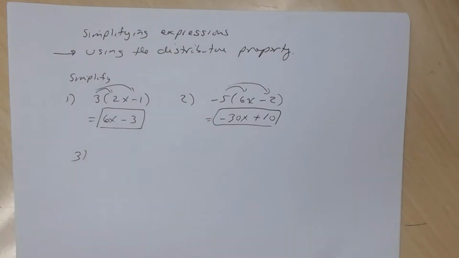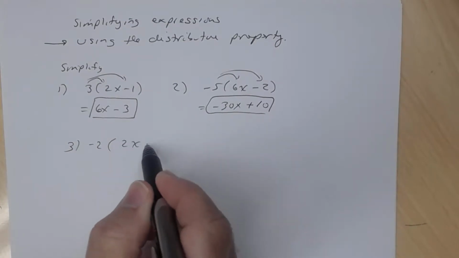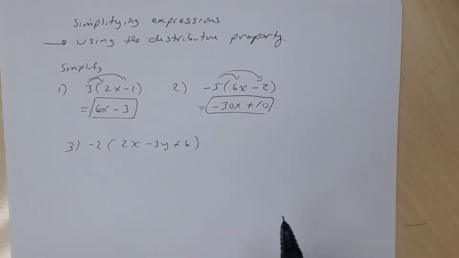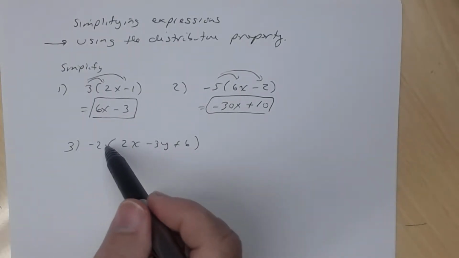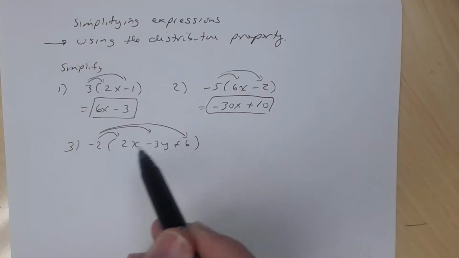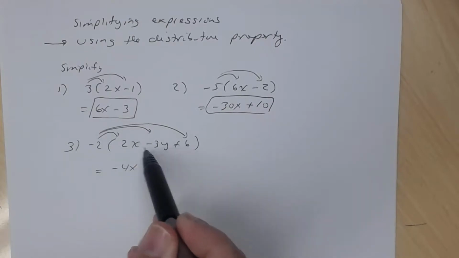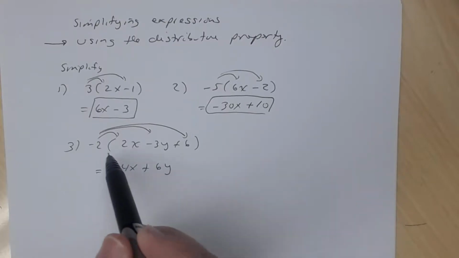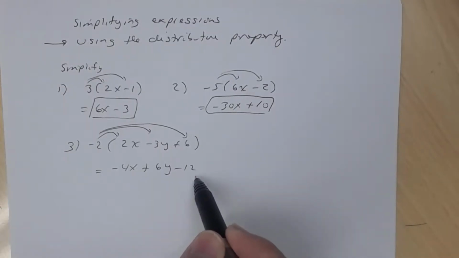Number 3, suppose we had negative 2 times (2x minus 3y plus 6). Notice in this case the parentheses contain 3 terms, but you're still multiplying by negative 2, so you distribute the negative 2 through all 3 terms. Negative 2 times 2x is a negative 4x. Negative 2 times a negative 3y, remember negative times a negative is a positive, is a positive 6y. And negative 2 times a positive 6 is a negative 12. Those 3 terms are not like terms, so you cannot combine any of them.